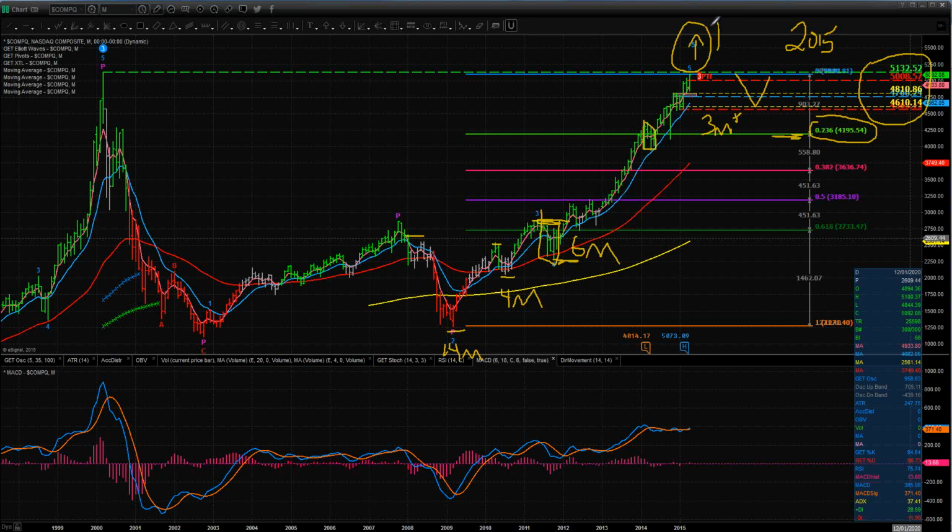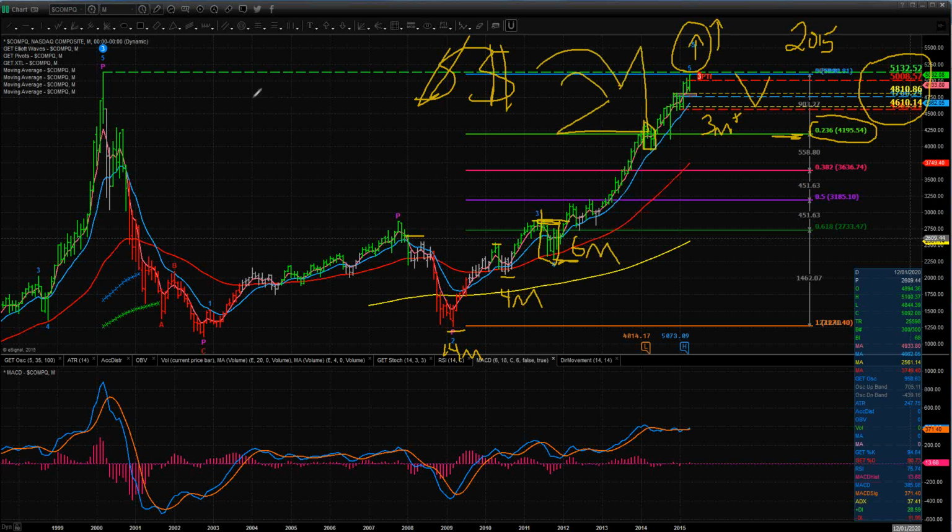Because, of course, the higher we go, the harder it is for people to put on new long positions because the risk just gets a lot more to the downside. Now, keep in mind, this is not a normal market. A lot of money is flowing into these markets because there's nowhere else to go.